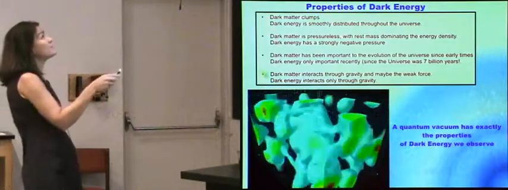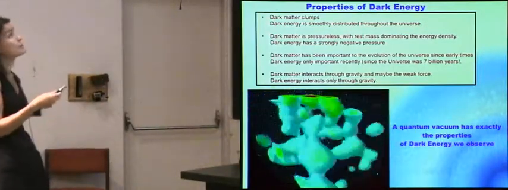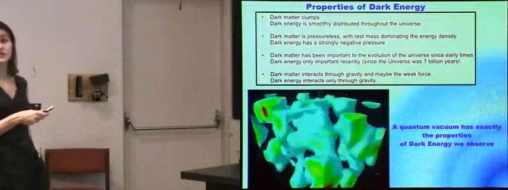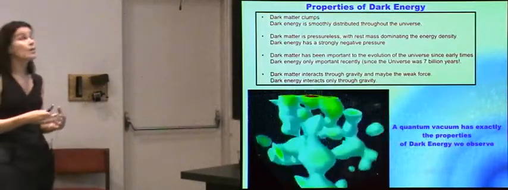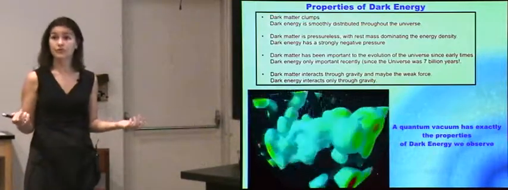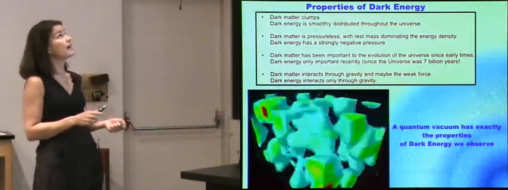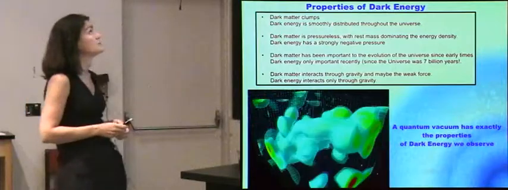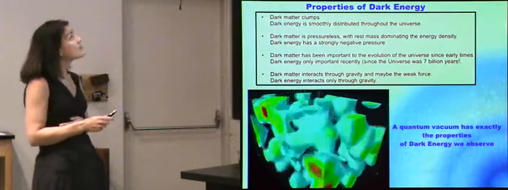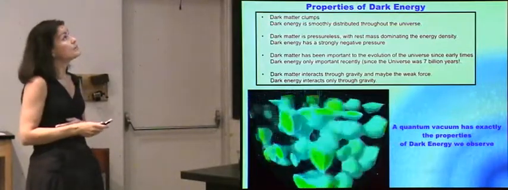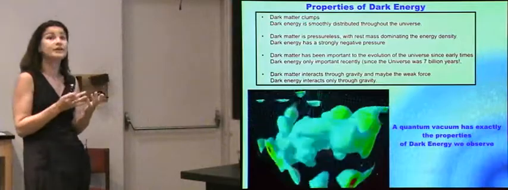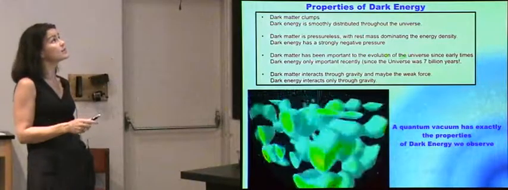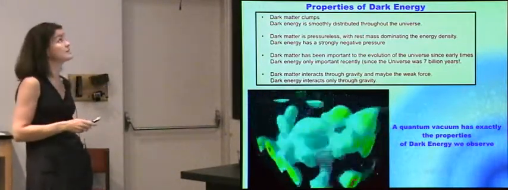So the best way to look at the properties of dark energy is to compare it with dark matter, and to really reconcile ourselves to the fact that they're very different components. Dark matter clumps, whereas dark energy is very smoothly distributed throughout the universe. If this was not true, we would not have galaxies forming and not have the cosmic web which we see today. We also have the evidence that dark matter is pressureless, with a rest mass that dominates the matter energy density. We really need this dark matter to form galaxies, and it has been very important since very early times in the evolution of the universe.